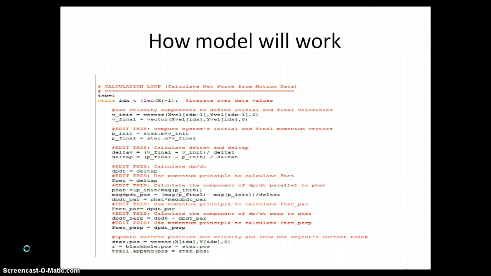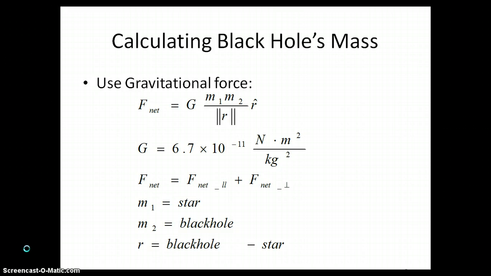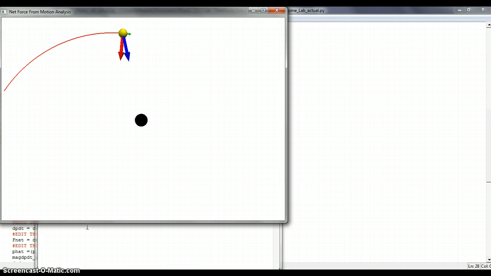Although the decomposition of the net force is not needed in the calculation, it helps show that the net force is the gravitational force exerted on the star by the black hole. Once the net force was calculated, it was then inputted into the gravitational force equation, and then we solved for m2, which was the mass of the black hole in this case, where capital G is the gravitational constant and r is the distance between the star and the black hole, the radius of the star's elliptical orbit. And so this is the model.